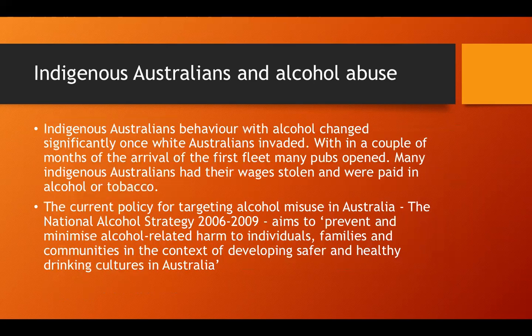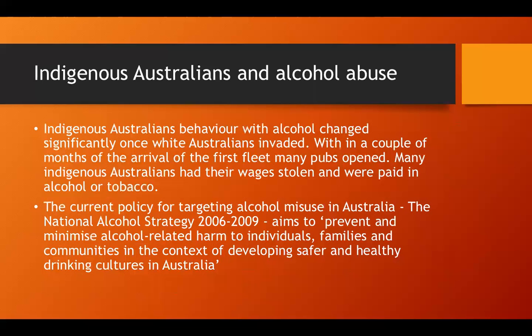Okay, so everyone in Australia knows what a pub is now, because it's very much embedded in our culture. Many Indigenous Australians had their wages stolen and were paid in alcohol or tobacco. So this is the main cause of the problem. So many white Australians employed Indigenous Australians for labour and for their workforce, but instead of paying them wages, they actually paid them in alcohol or tobacco. So this is things like cigarettes, beer, spirits, that type of thing.